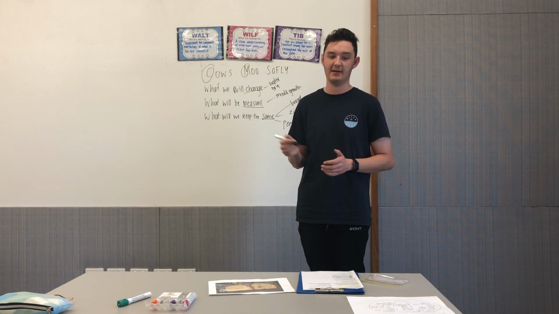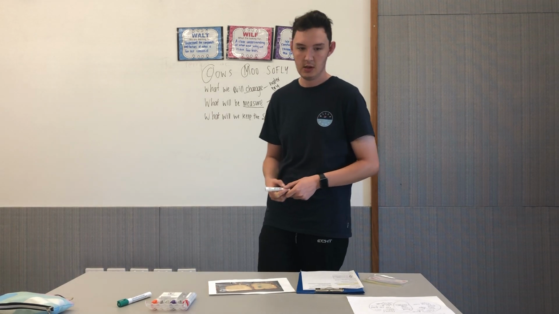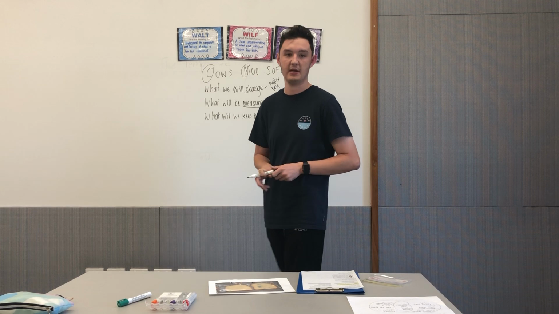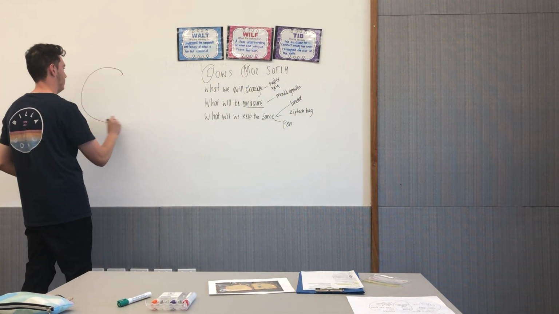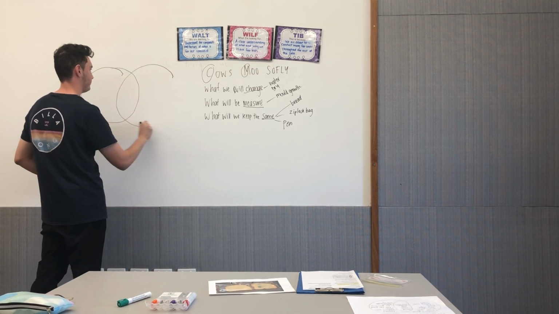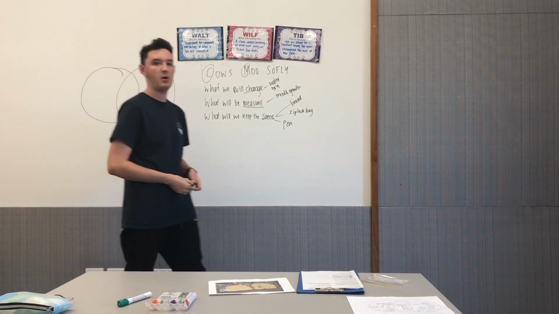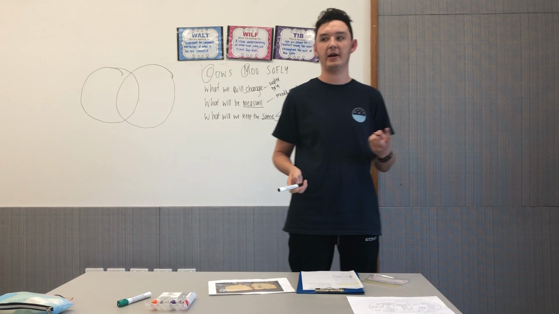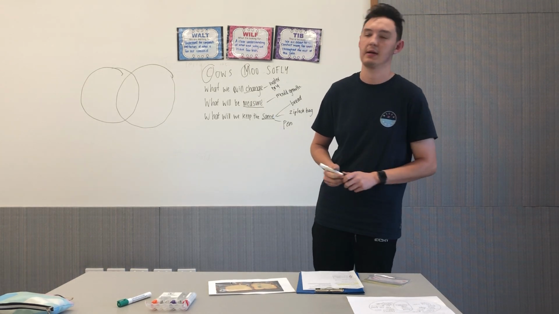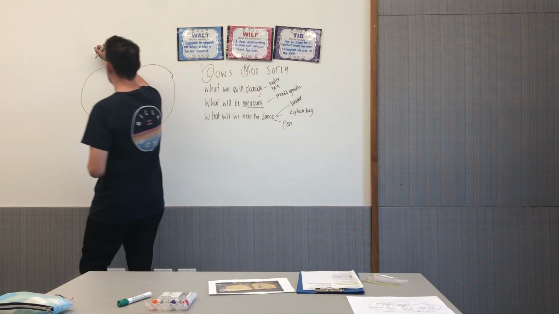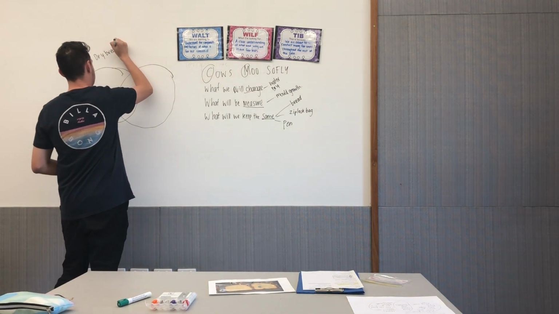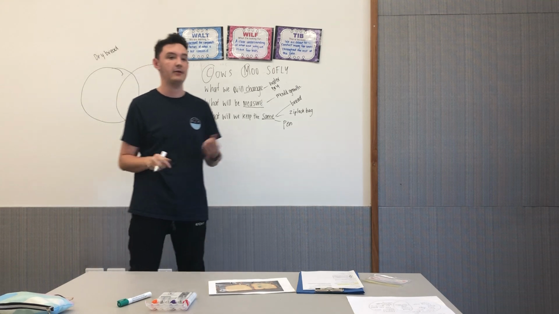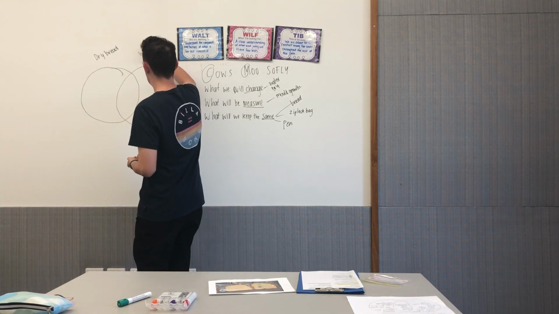we're going to do a Venn diagram. Okay, so we've done a Venn diagram before, so if you can get that one ready for me now, thank you. Okay, so what we're going to do is we're going to be comparing our results from the previous lesson, okay? So we're going to be looking at the dry bread, and we're going to be comparing that to our wet bread.